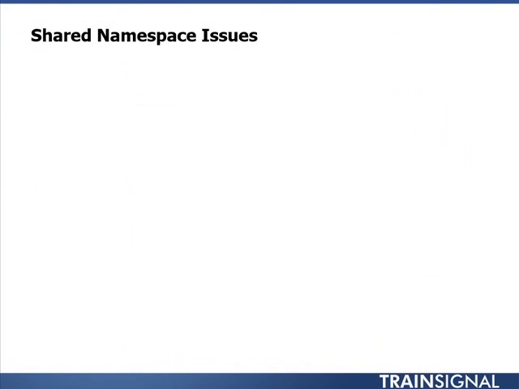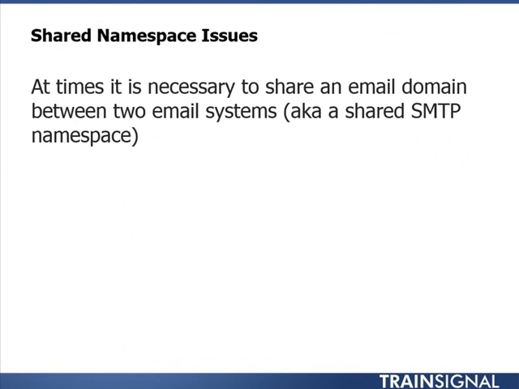So another type of problem when it comes to mail flow and transport that may come your way includes shared namespace issues. Sometimes it's necessary to share an email domain between two email systems, and this is also known as a shared SMTP namespace. This happens when there's an acquisition that takes place, two organizations that may have email systems that are currently in place.